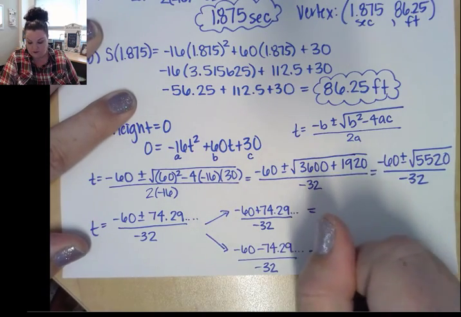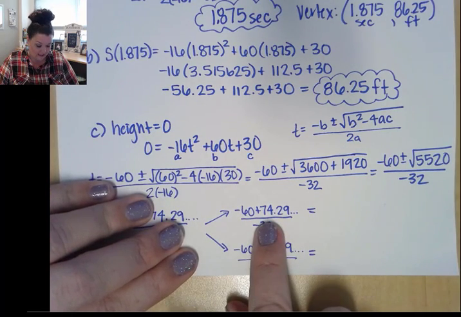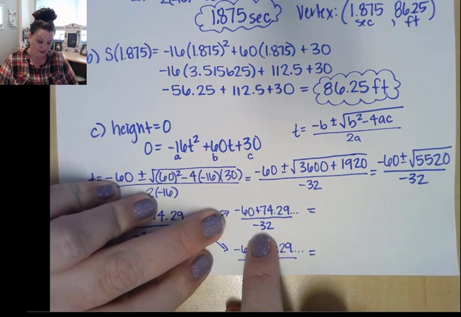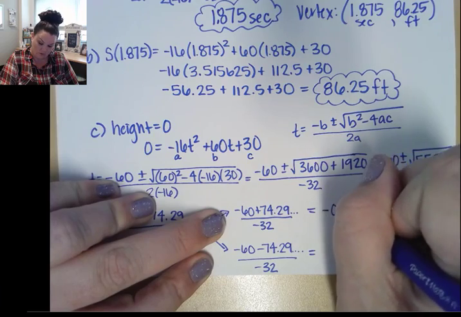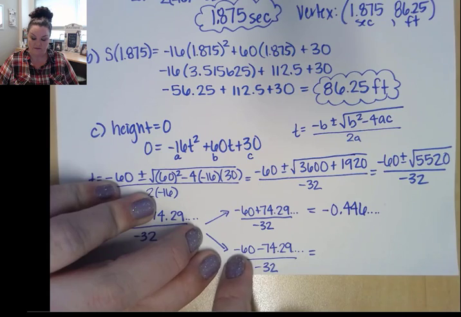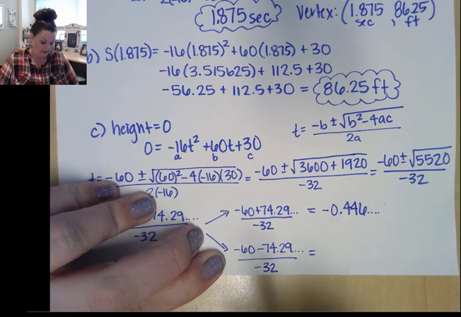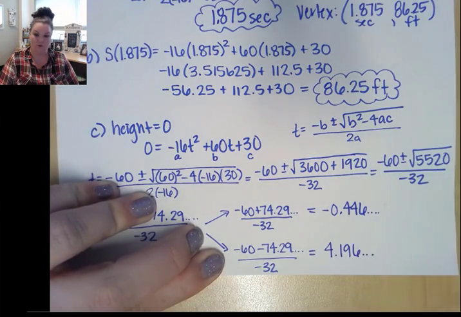That way I can work out each one, okay? So when I do negative 60 plus 74, and then I divide that by negative 32, that's going to give me a negative 0.446 and some more stuff. When I do negative 60 minus negative 74 and divide it by the negative 32, I'm going to end up with 4.196 and some more stuff.